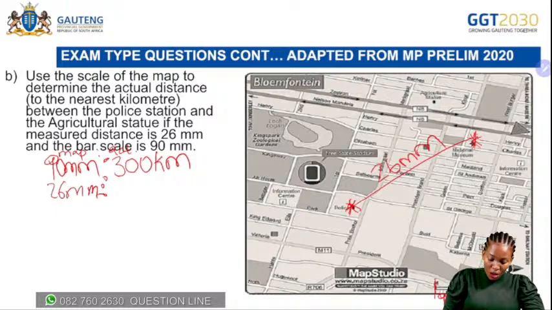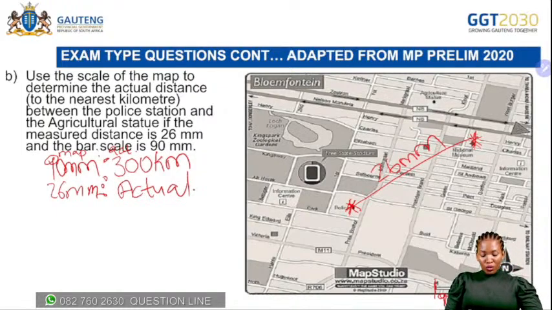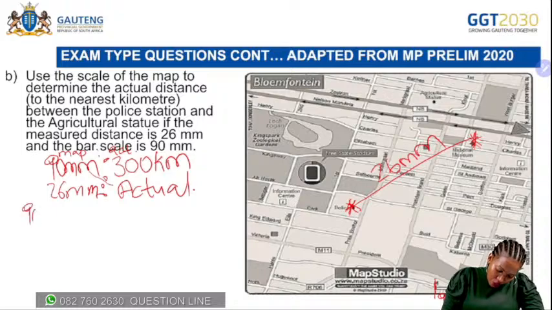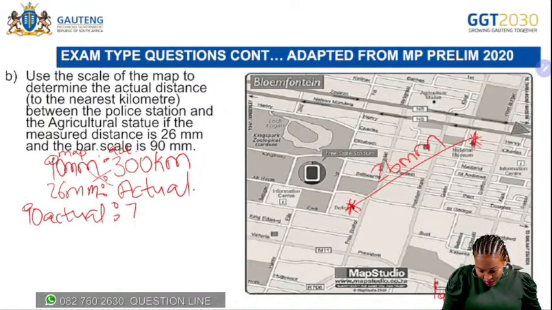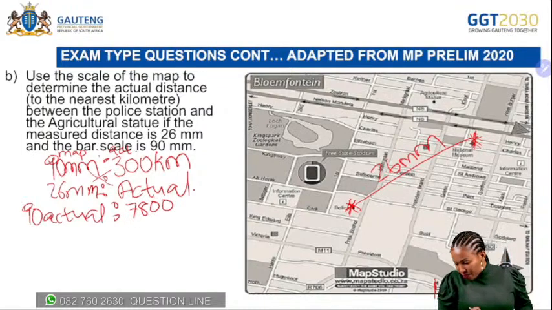So what do we want now? We want the actual distance. So how do we do this one? We cross multiply. Very easy. So it is 19 multiplied by the actual, and then 26 multiplied by 300. Guys, I can never do this in my head, so I'm relying on my calculator. 26 multiplied by 300 is 7,800.